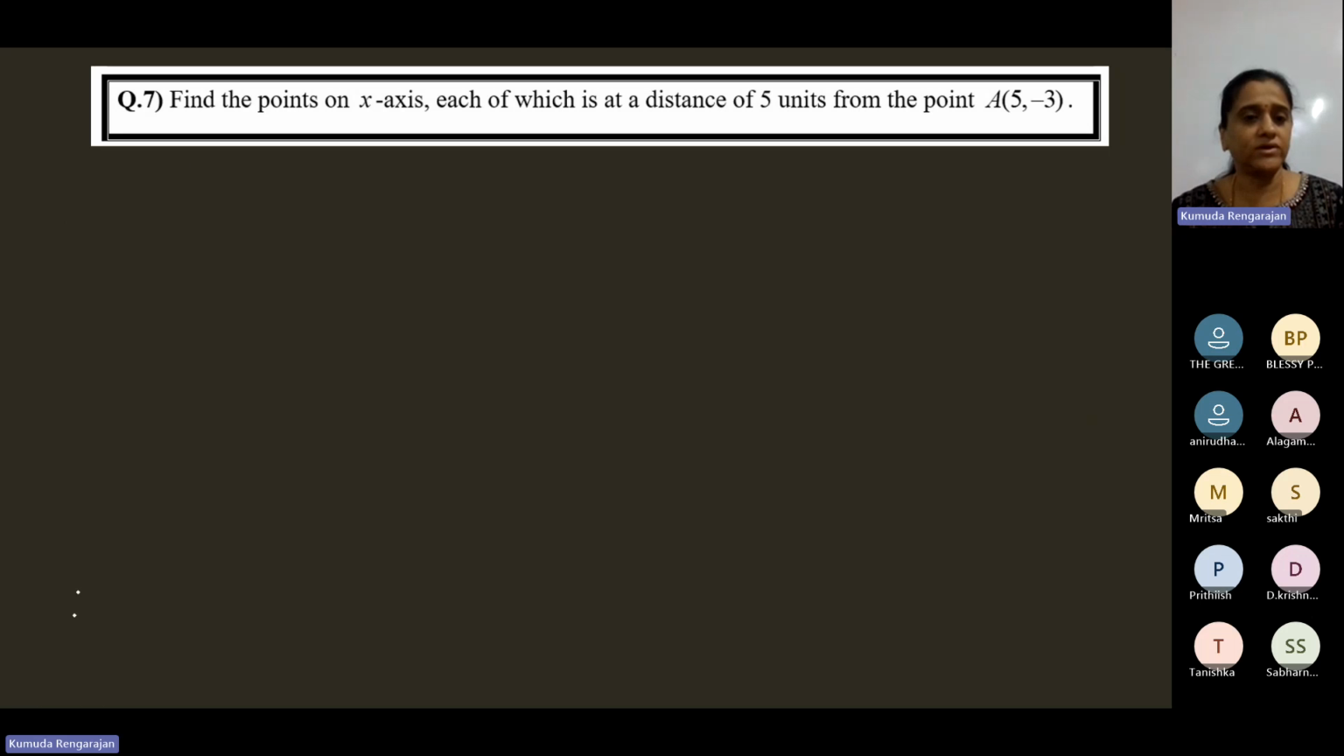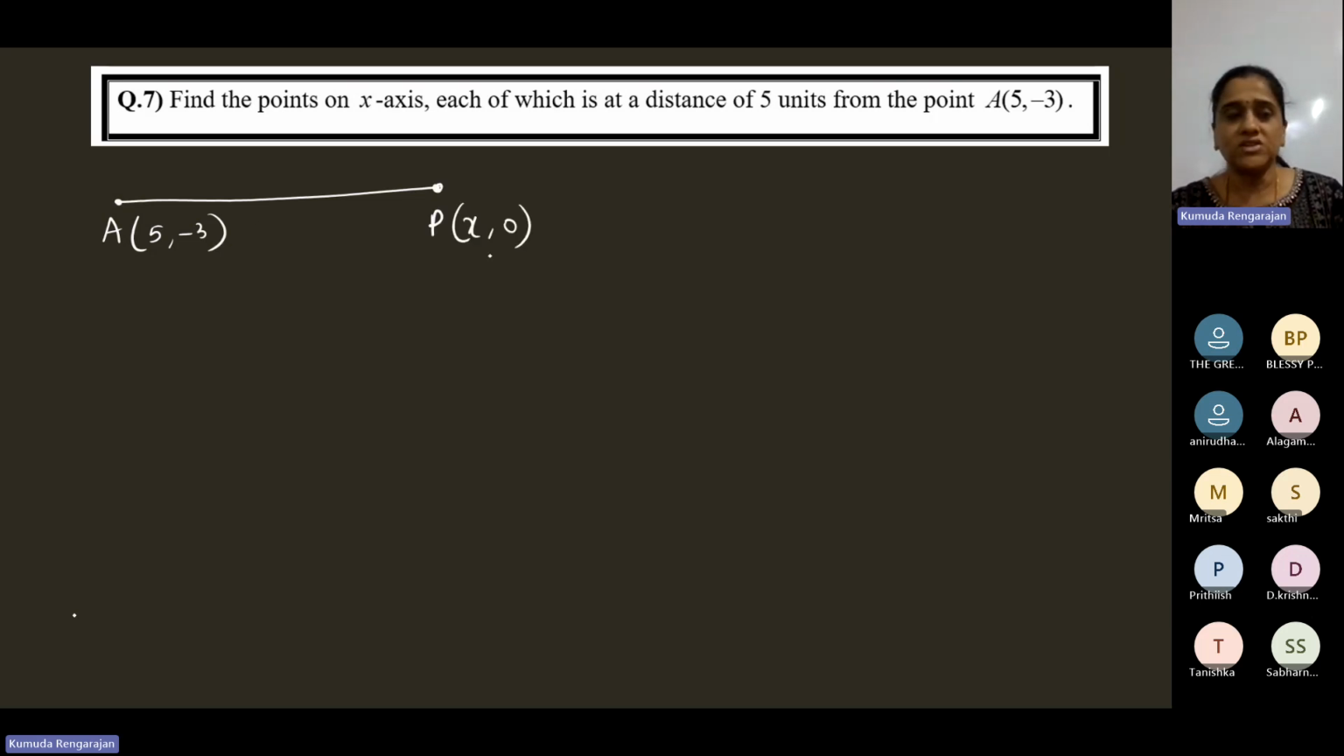See, you can also take the figure like this. You can take A here also. A is what? 5, minus 3. Then this is what? P, x, 0. This one represents the point on the x-axis. And any point on the x-axis is of the form x, 0. What's the distance between these 2? 5 units.